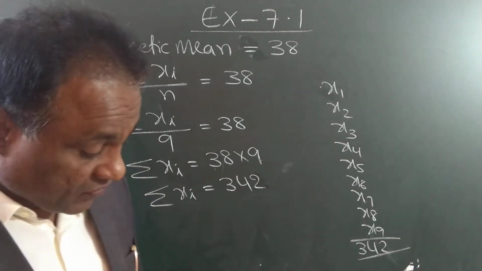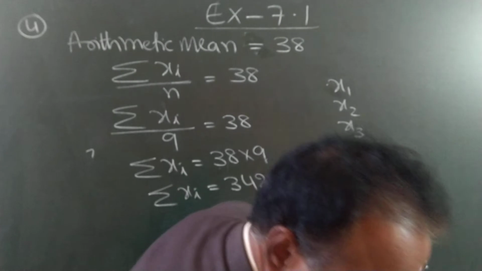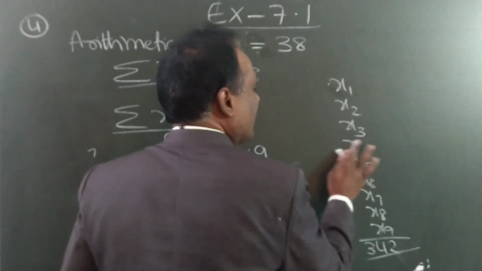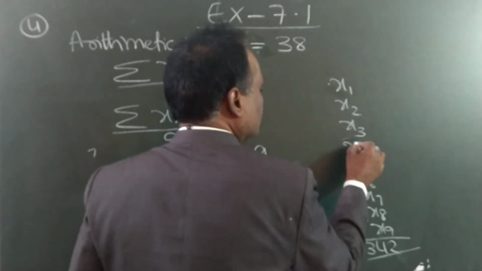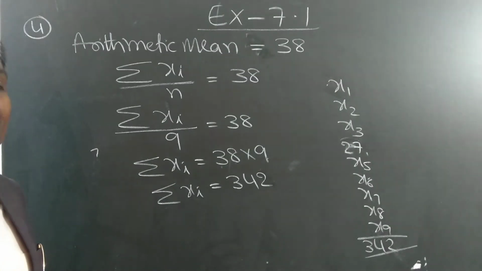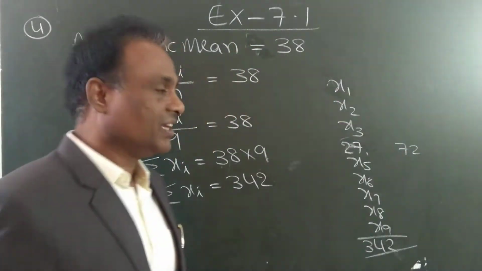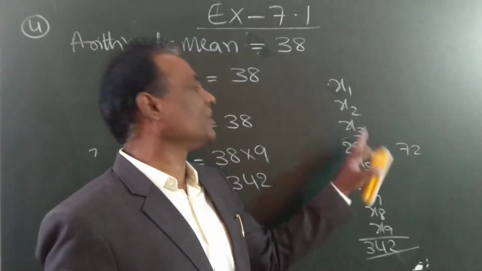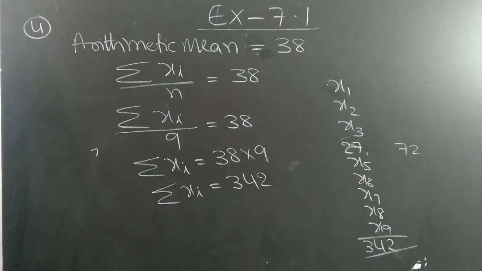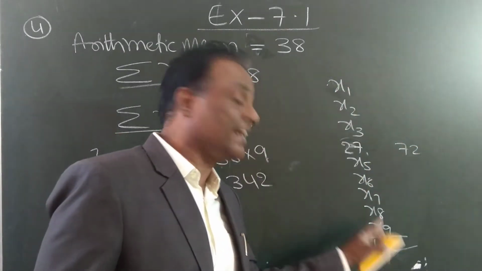27 is mistaken for 72. That means in those 9 numbers we wrote 27. There was one number 27, but actually it is 72, and we wrote 27 in our addition. The actual number is 72, but we wrote it as 27 only. We made a mistake.